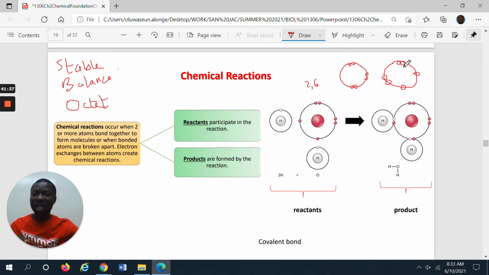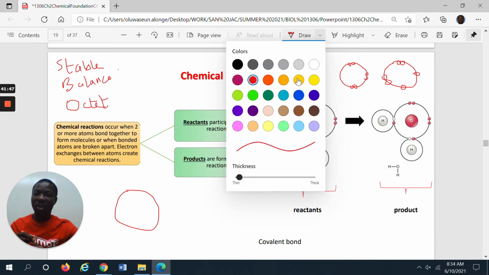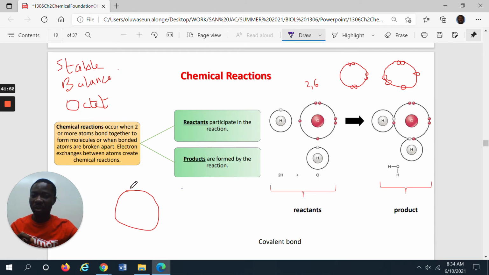Now, there's a rule that says you fill single first. An element has 6 on the outside. You are not going to put all the 6 together at once. You are going to fill single. 1, 2, 3. Don't forget the electrons are revolving, right? 4. We have 4. We need 2 more. We are going to fill single before we double them. So now, let's double them.